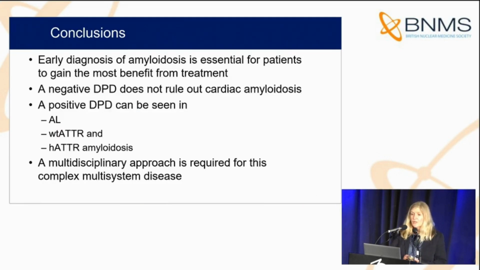So in conclusion, early diagnosis of amyloidosis is essential for patients to gain the most from treatment. A negative DPD scan does not rule out cardiac amyloidosis. They may have AL. A positive DPD scan can be seen in AL, wild-type ATTR, and hereditary ATTR amyloidosis. And clearly a multidisciplinary approach is required for this complex multi-system disease. Thank you.